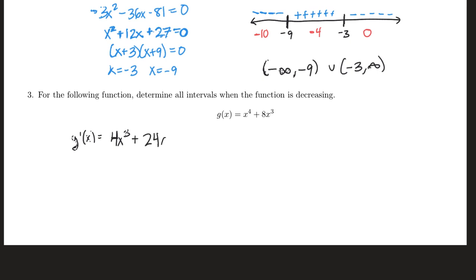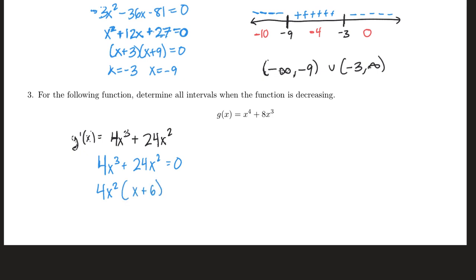Set it equal to 0. And one thing you always want to do, like I did in the previous problem where I divided everything by -3, is see if there's something in common. Here I can factor out a 4x squared from everything. That has to do with x plus 6.